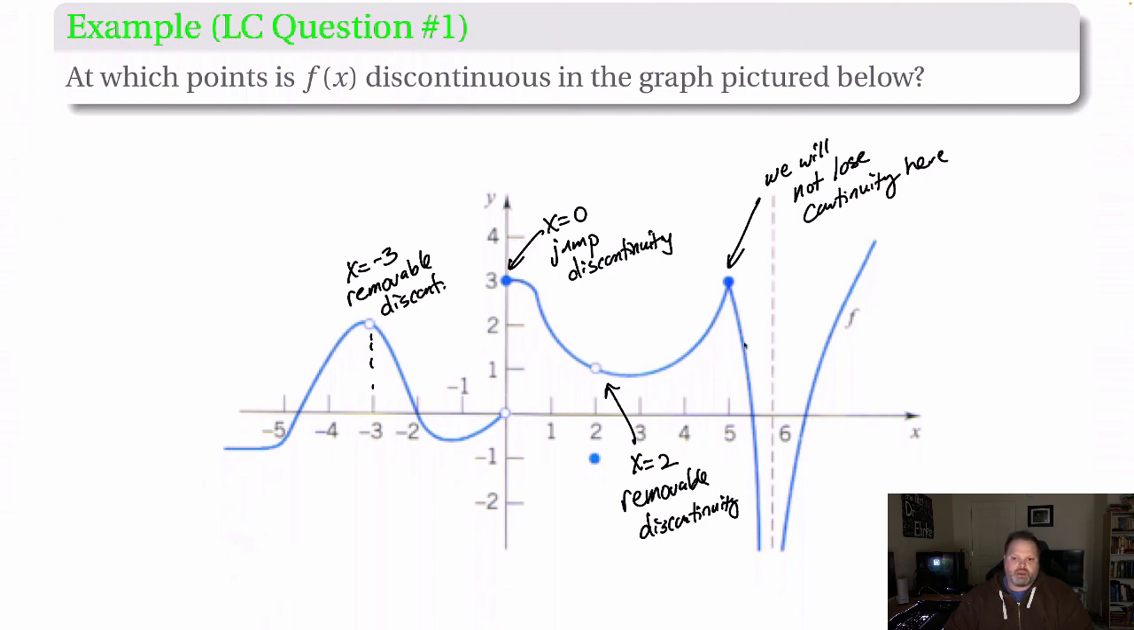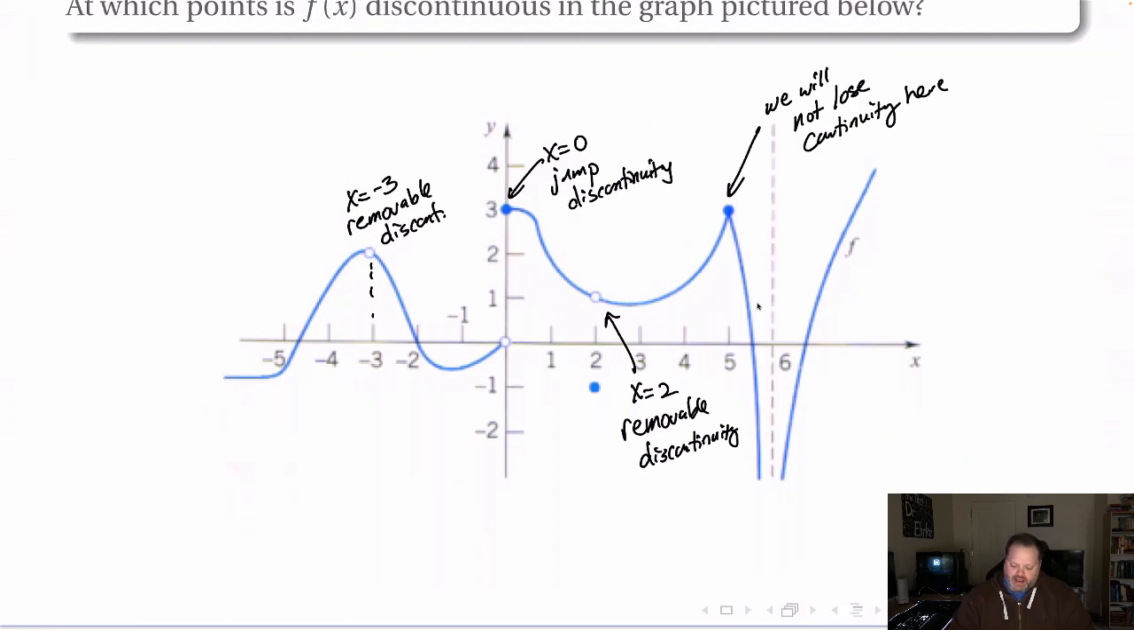Finally, you can see here at x equal to 6, we have an infinite discontinuity in the form of a vertical asymptote.